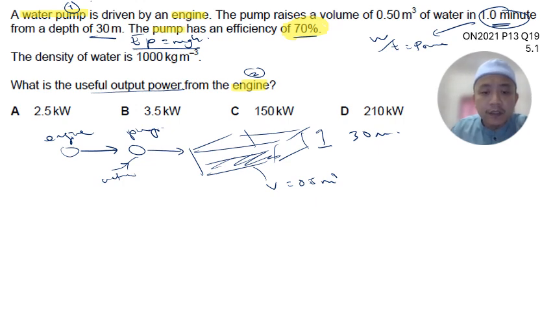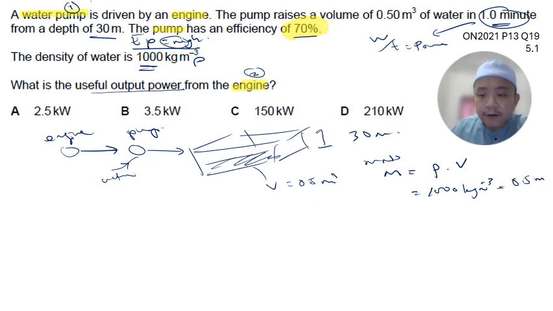So the issue here now, if we were to use the gravitational potential energy of the rise in the water, we don't know what is the mass of the water, but we do know the density of the water, rho. So the definition of density is mass over volume. So we can get the mass of the amount of water as rho times the volume. So rho, or the density, will be 1000 kilogram per meter cube, whereas the volume, as stated in the question, is basically 0.5 meter cube.